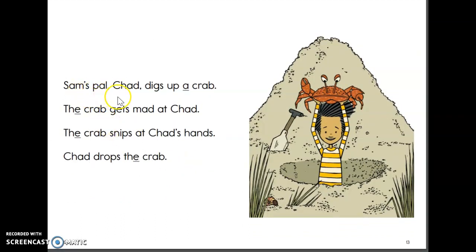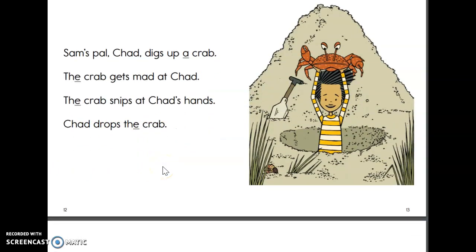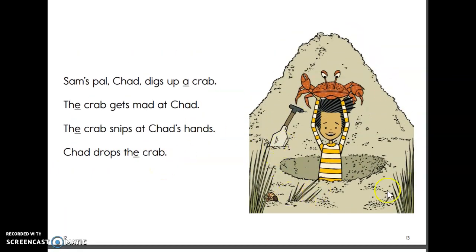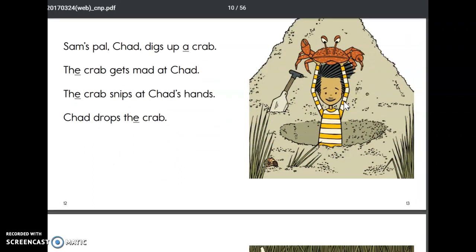Sam's pal, Chad, digs up a crab. The crab gets mad at Chad. The crab snips at Chad's hands. Chad drops the crab. So I think we just got introduced to a new character here.